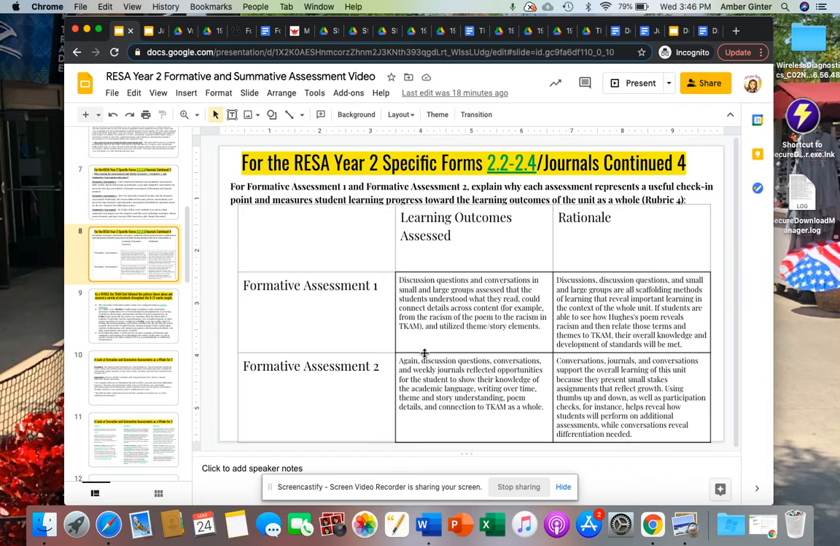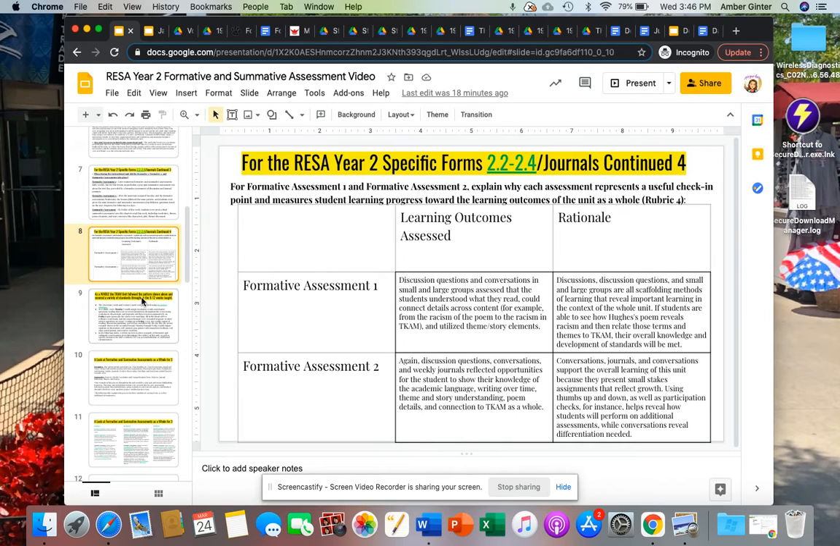Same with the journals. I give a lot of small stakes assessments that reflect growth. I use a lot of thumbs up, thumbs down, and participation checks for those questions. Hey guys, let's review. Can you tell me what Hughes's poem was about at the end of class? Starting at the beginning with getting that inquiry: Do you know who Hughes is? What is racism? What is segregation?